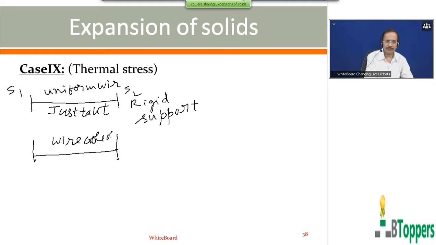When the wire is cooled, the wire will tend to contract. That means it will try to contract. But if the two ends of the wire are connected between two rigid supports denoted by S1 and S2, the contraction is prevented by the two supports. That means each rigid support exerts a stretching force at the two ends of the wire.